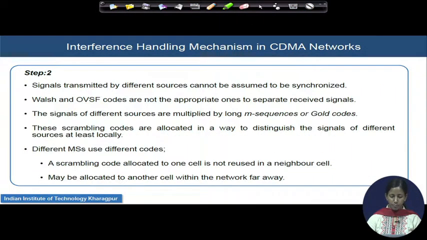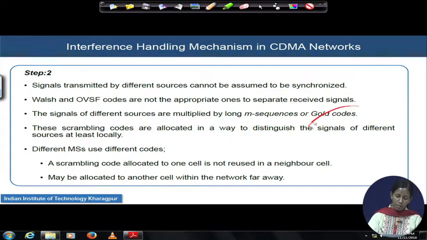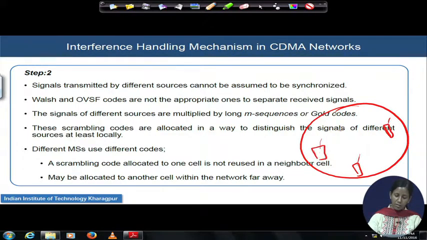Step 2: the signals transmitted by different sources now cannot be assumed synchronized. Consider a cell where different mobile stations at different locations are trying to communicate at the same time with the base station. How will you confirm that all these mobile stations are time synchronized? This is not possible. So, in the uplink synchronization is a very big issue, and in such a situation interference is a very favorable situation.